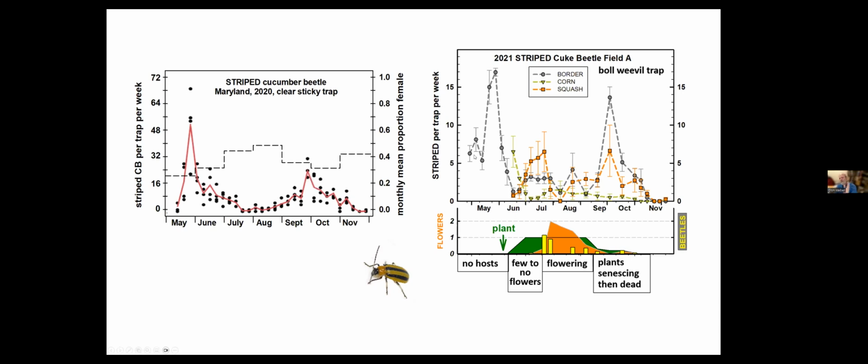And then we did this more detailed examination later, and we find, look at all those ones we can catch in the border before either corn or the squash is planted. So that's our key time window where if we wanted to produce a local depression of our pest population, that's when we do it.